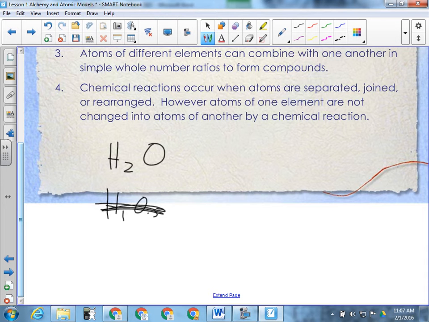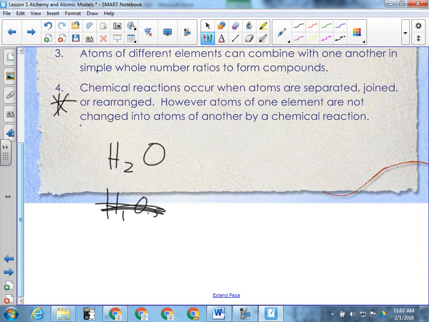That's essentially what he's saying in 3 and 4. Chemical reactions don't change the atoms. They change the compounds. They change the partnerships that go on, but they don't change the materials, which is what I showed you with the vinegar and baking soda example a minute ago. Chemical reactions occur when atoms are separated, joined, or rearranged. Atoms of one element are not changed into atoms of another by a chemical reaction.